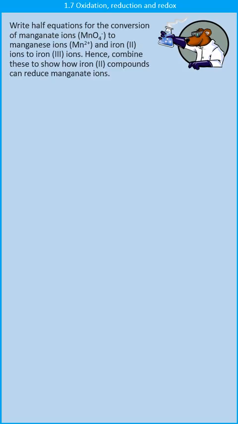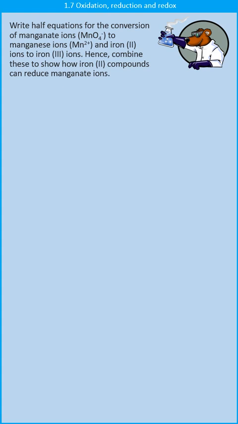This question is taken from the redox topic, which comes at the very end of AS physical chemistry. And in it, we're asked to come up with a couple of half equations, one that's really straightforward and one that's a little bit more complicated, and then to combine those two half equations to make one overall ionic equation.